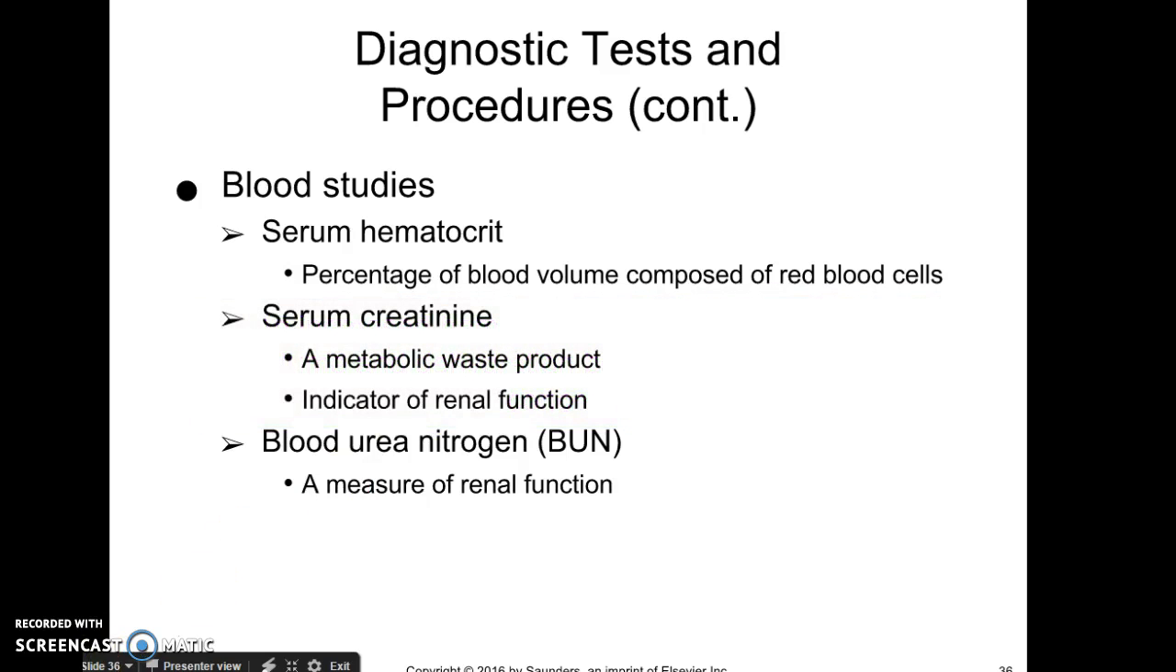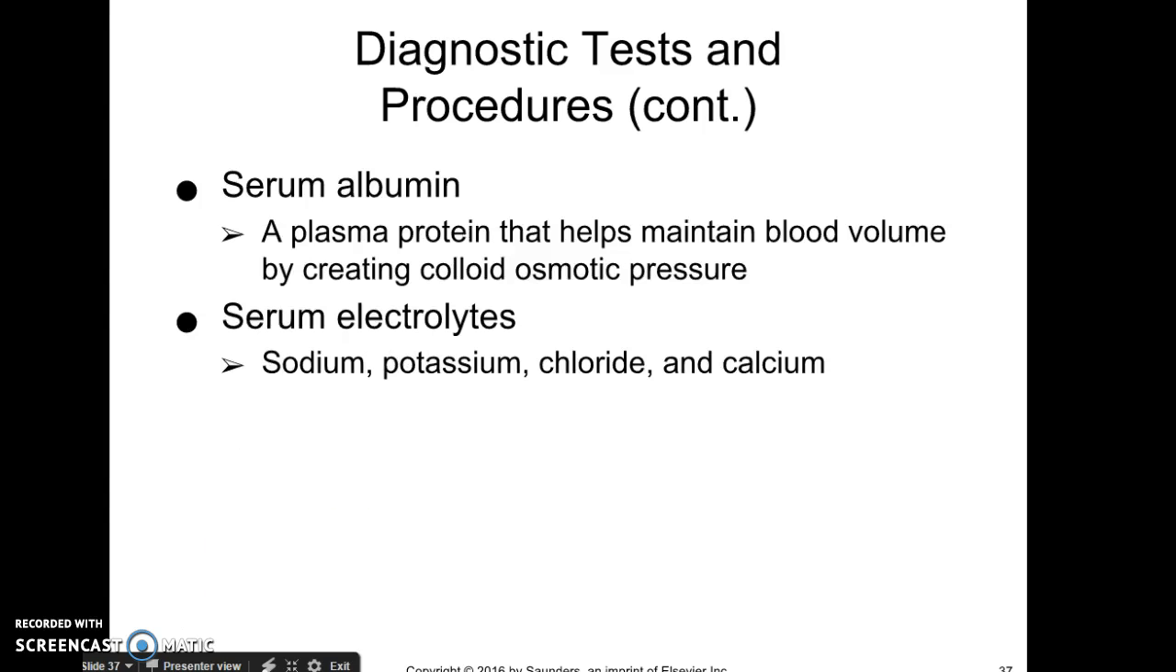Basically what I said, the blood's more concentrated, so the hematocrit goes up. Albumin, a lot of times we use albumin to determine nutritional status, but it also has a lot to do with hydration. And serum electrolytes like sodium, potassium, chloride, and calcium. We'll be talking more about those, but we'll take them one at a time.